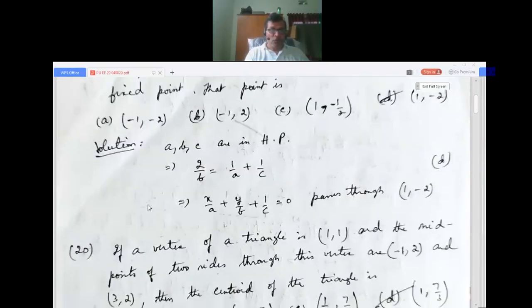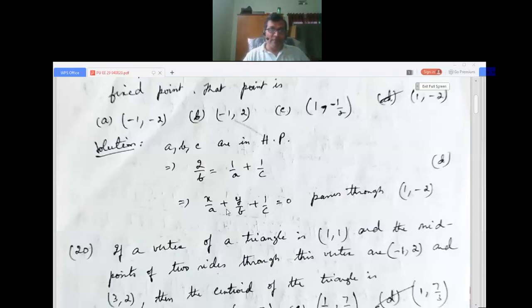So the solution is: since a, b, c are in HP, you know the formula again, or you can get the formula. If a, b, c are in HP, then 1 by a, 1 by b, 1 by c will be in AP. So 1 by b will be the arithmetic mean of 1 by a and 1 by c. What is arithmetic mean? Arithmetic mean means the sum of the first and the last divided by 2. So we get this. This is a common thing. As I told you, I explained the fundamentals, and you should know them.